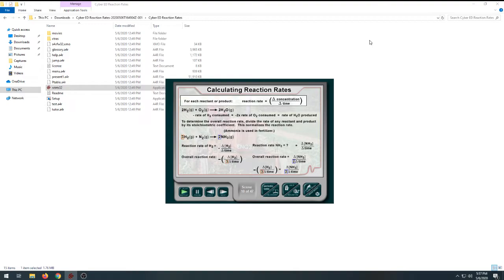In the next scene, you will see a numerical example of how to determine the reaction rate of a specific reactant, and how to use stoichiometric coefficients to obtain the overall reaction rate.